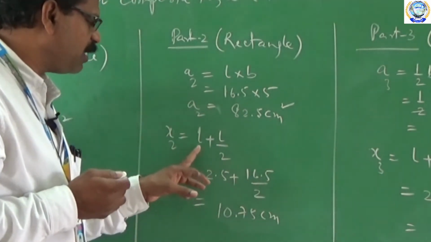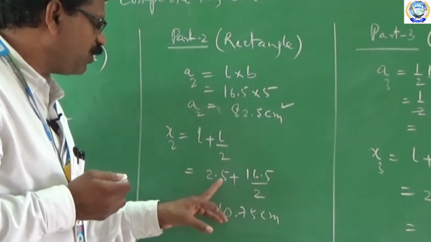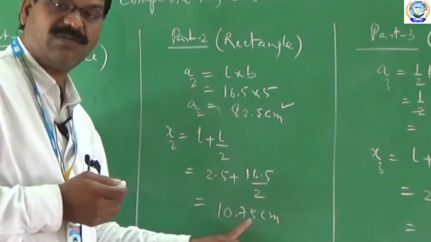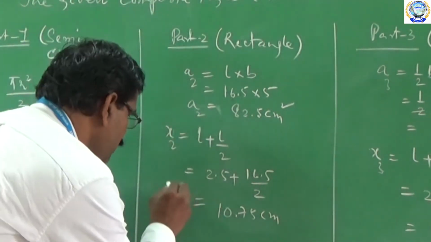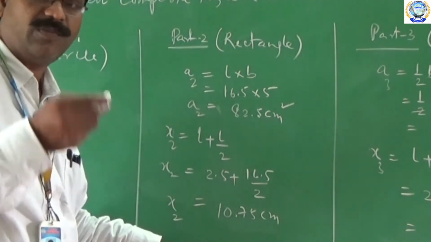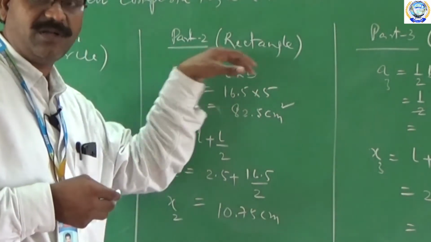Therefore, x2 is equal to L plus L by 2, that is equal to 2.5 plus 16.5 by 2. And after simplifying this, we will get 10.75 centimeters. This 10.75 centimeters is nothing but the second coordinate denoted by x2 of the specimen rectangle.